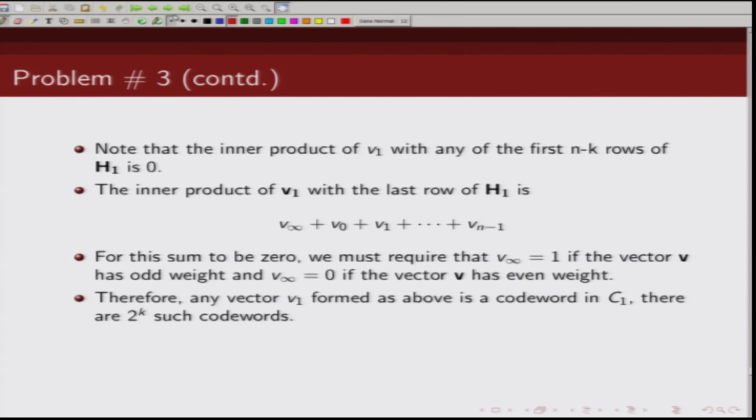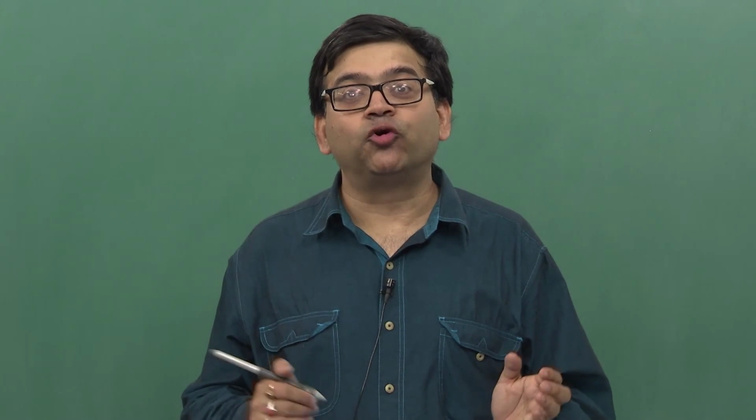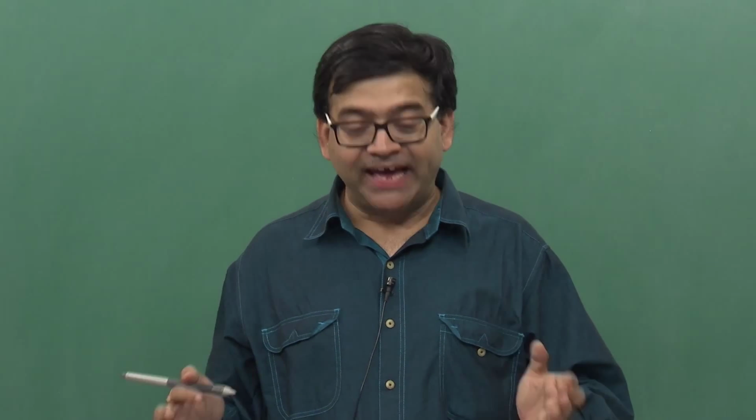And if this is equal to 0, we know that V 1 H 1 transpose is 0. So, V 1 is a valid code word in C 1, and in total there are 2 to the power k code words. This we have already proved in the first part, that there are a total of 2 to the power k code words of length n plus 1.